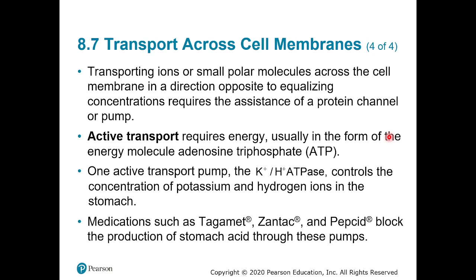So again, active transport is going to require energy. It doesn't have to be ATP. It can be other forms of energy. There's several different forms that will work. But ATP is the most common form by a pretty long shot.